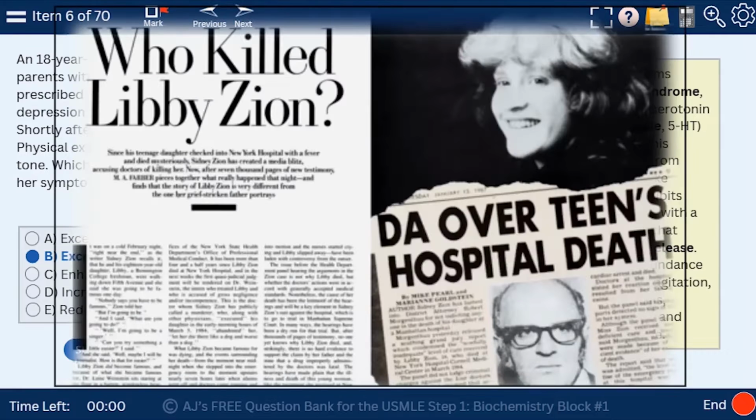is the famous case of Libby Zion, where her father was furious at the residents for what he claimed was negligent. But it's actually for this reason that residents have a limited number of hours that they can work during the week so they get the proper sleep and don't overlook important medical considerations that could put a patient's life at risk. Again, serotonin syndrome, the Libby Zion case.